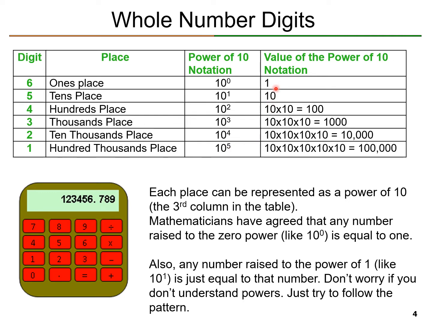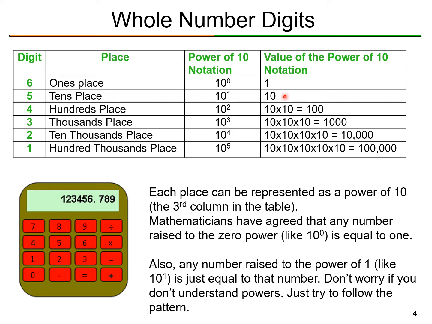I don't think I had my laser pointer turned on when I did 1 and 10. So for 1, we have 0 or no zeros. So for the power of 10 notation, we write the 10 with the exponent of 0. For the tens place, we have 1, 0. So to write it using the power of 10 notation, we put a 1 for the power or a 1 for the exponent, 10 to the power 1.